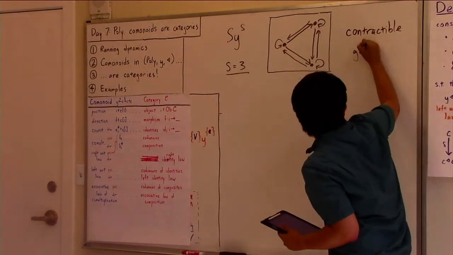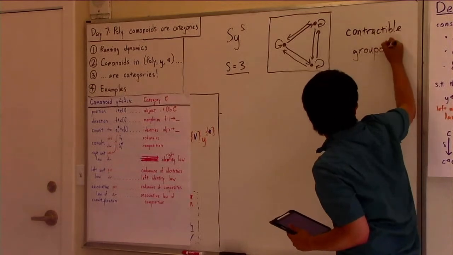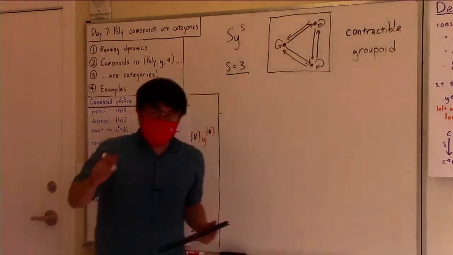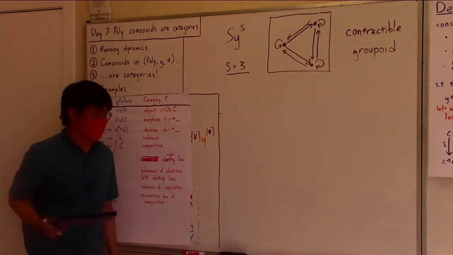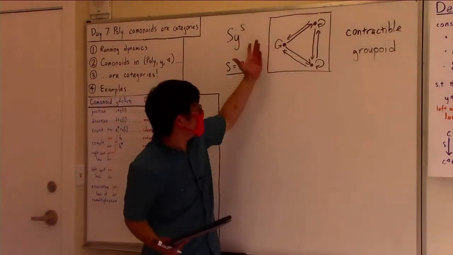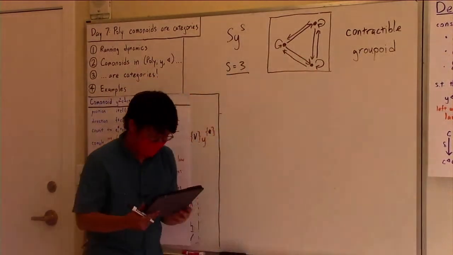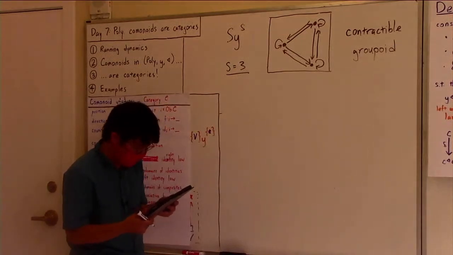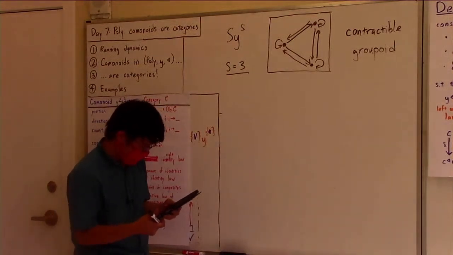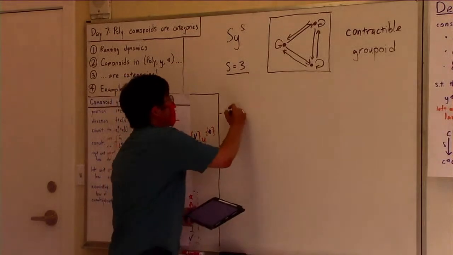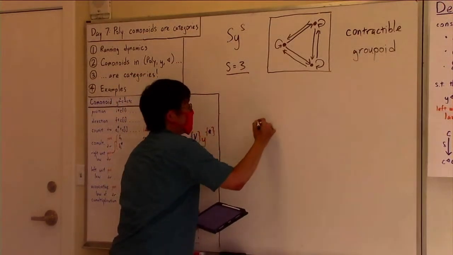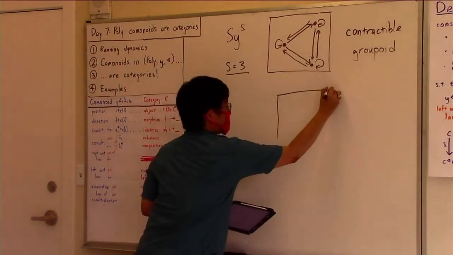A groupoid because all of the morphisms are isomorphisms, and it's contractible in the sense that there's really only one isomorphism class. The only thing setting it apart is how many states it could have. Okay. Here's another category. We're going to go pretty straightforward today.